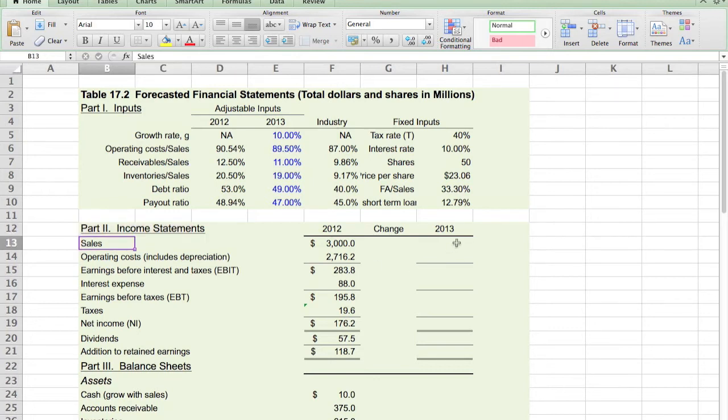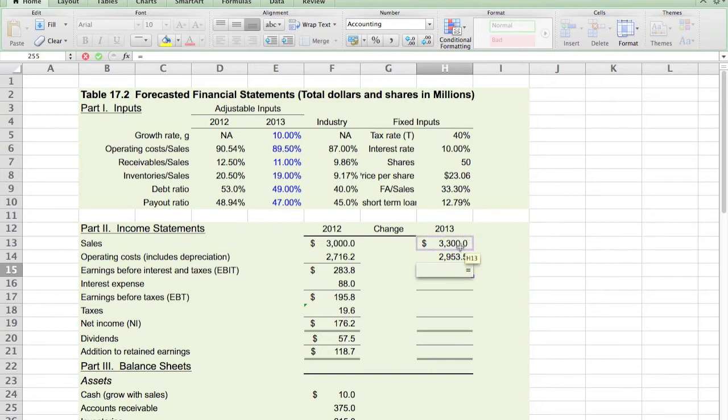Starting with sales, you can get it by taking sales from the previous year, which is 2012, and multiplying it by 1 plus the growth rate of 2013. Then the operating cost is sales of 2013 multiplied by operating cost over sales of 2013, which you can get from the table above. Earning before interest and tax is the operating income, so you deduct operating cost from sales. Leave the interest rate, we will solve it later.